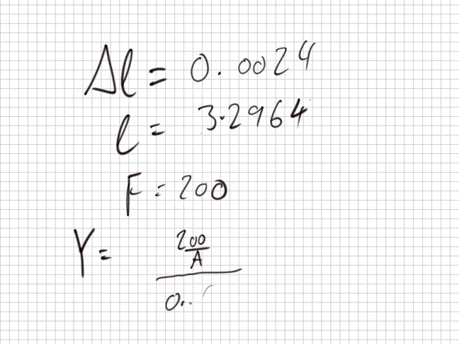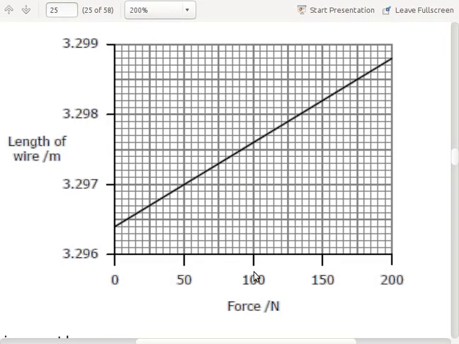No, don't give it to me as a power. 7.2928 times 10 to the minus 4. Now, how many unknowns are in this? Two. So we just need to take one other point on the graph. I think I'll take the one right here at the 100 mark. Can you write down this length here? 3.2976.